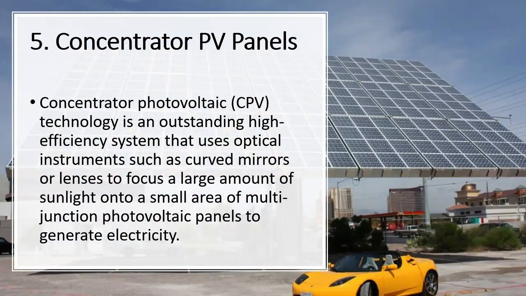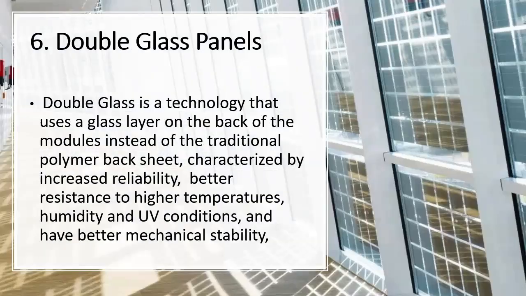A concentrator photovoltaic or CPV technology is an outstanding high-efficiency system that uses optical instruments, such as curved mirrors or lenses, to focus a large amount of sunlight onto a small area of multi-junction photovoltaic panels to generate electricity. Double glass is a technology that uses a glass layer on the back of the modules instead of the traditional polymer backsheet, characterized by increased reliability, better resistance to higher temperatures, humidity, and UV conditions, and better mechanical stability.